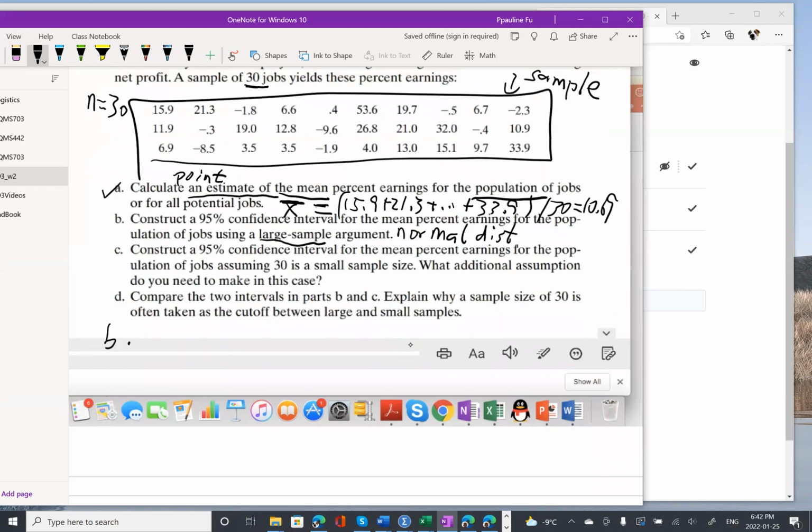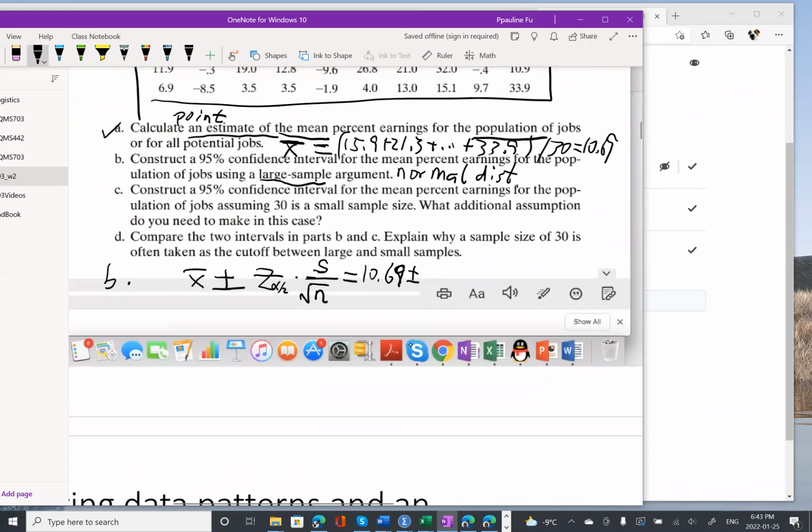So for question B, the formula is X bar plus minus Z half alpha times sample standard deviation over square root of sample size. Z half alpha is a critical value, S is the sample standard deviation, and n is the sample size. We already know X bar from question A is 10.69. Now we need to figure out, when you have 95%, what is the Z half alpha? What is the critical value? Remember last class, we talked about when you have this 95%, this is the central area, 95%. This point is Z half alpha. How do you find that point?